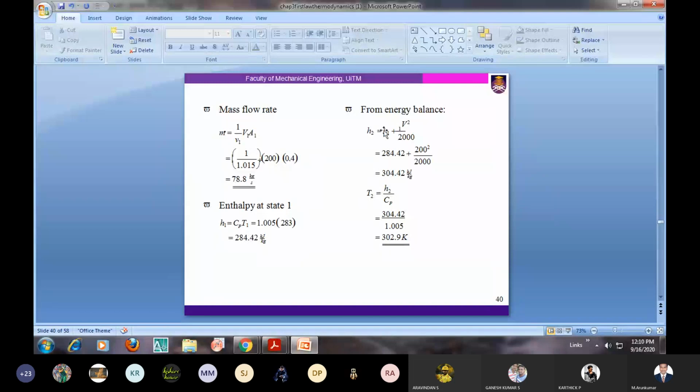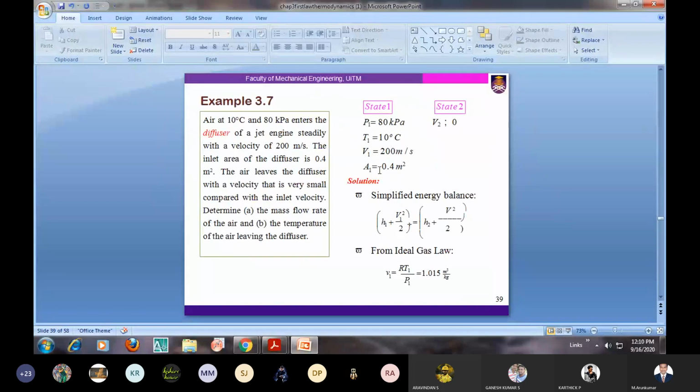Then if you use this energy balance equation, V2 will be 0, so we can have this term as 0. So H2 can be calculated as H1 plus V1 squared by 2. If you use this formula, again we can get the H2 value.